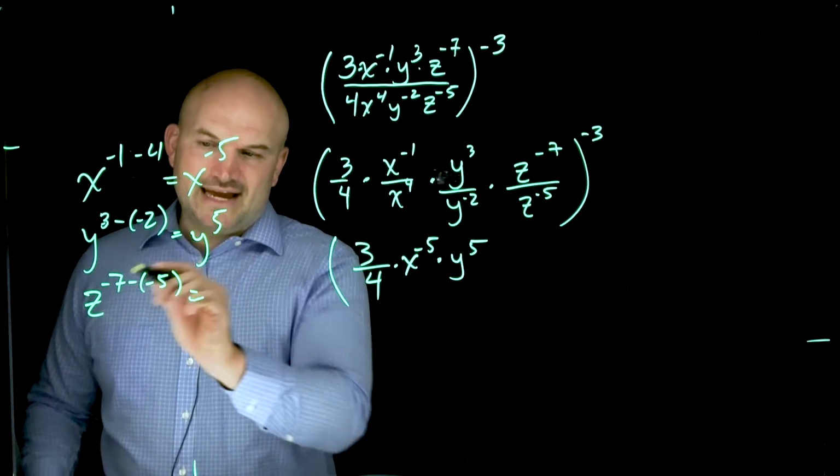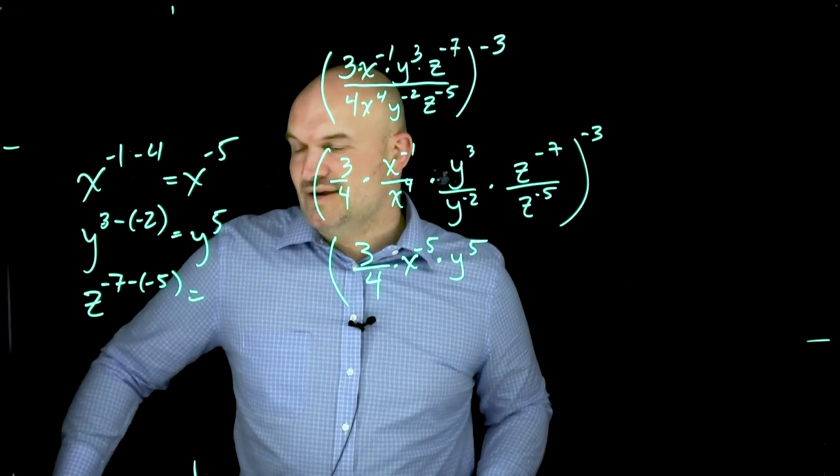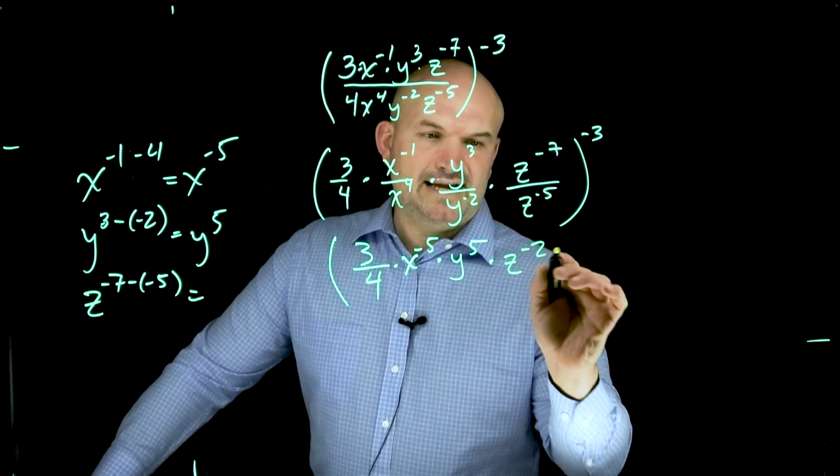So I have -7, but I'm going to do minus the negatives. So that's going to be a positive 5. So -7 plus 5 is going to give me a -2. So therefore, it's going to be z to the negative second power.